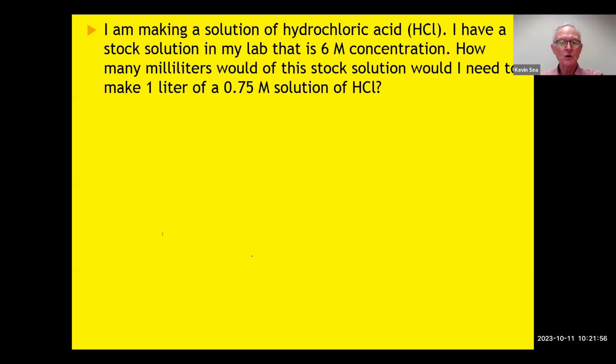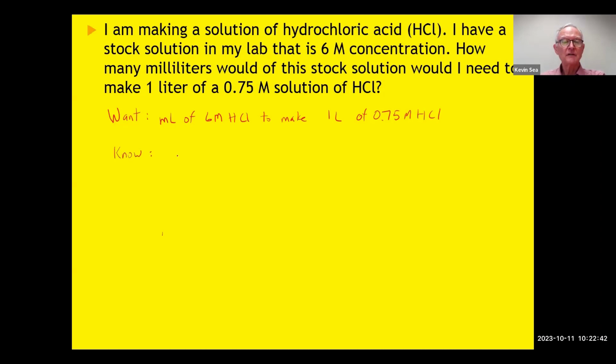What do we want in this problem? What the problem is asking for is the milliliters of 6 molar HCl to make 1 liter of 0.75 molar HCl. So we're just diluting, just like you dilute orange juice, another dilution. So in our dilution problems, what do we know here?